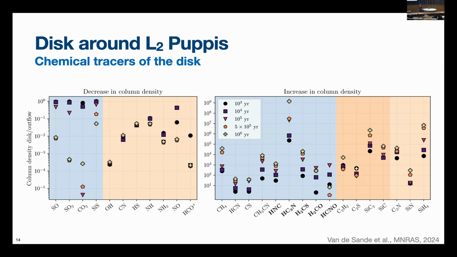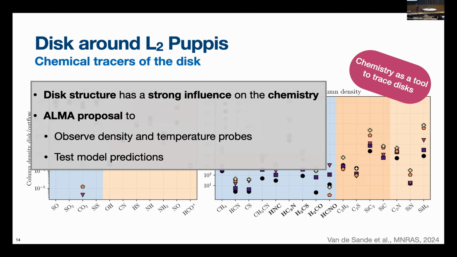So your disk, the physical structure of the disk, really has a large impact on chemistry, and these molecules could be used as a tracer, as a tool to trace disks, because not all disks are as easily or as nicely resolved as a disk around L2 Puppis, because, well, that's really close by. All the other ones are a bit further away. So chemistry can lend a hand in discovering these disk-like structures.